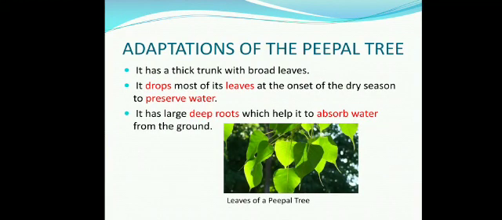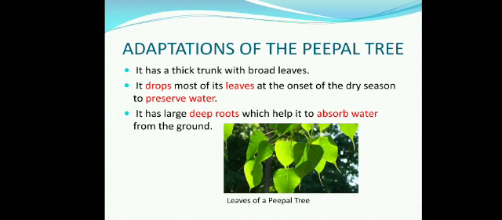Adaptations of the peepal tree. See, the peepal tree has a thick trunk with broad leaves. See, you can see the picture given. The leaves of a peepal tree. See, the leaves are very broad.